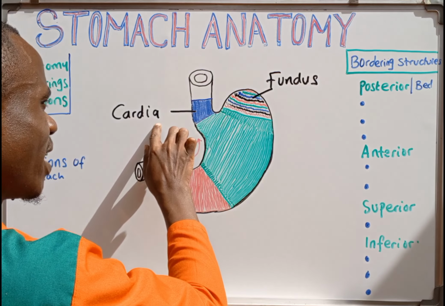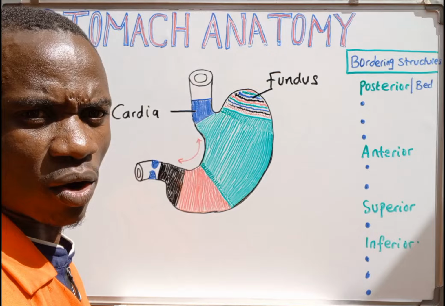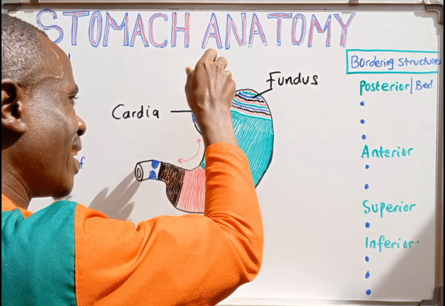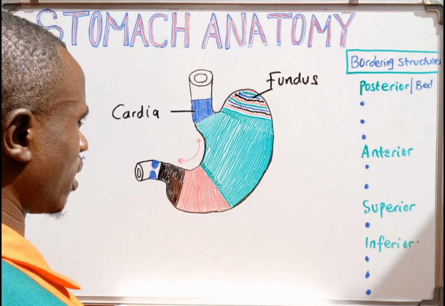And of course, the cardia houses a sphincter. And that sphincter, we call it the cardiac sphincter or the lower esophageal sphincter, that regulates how much of the food enters into the stomach. It is such a beautiful thing, okay?